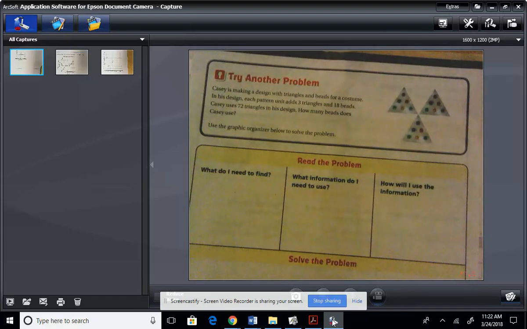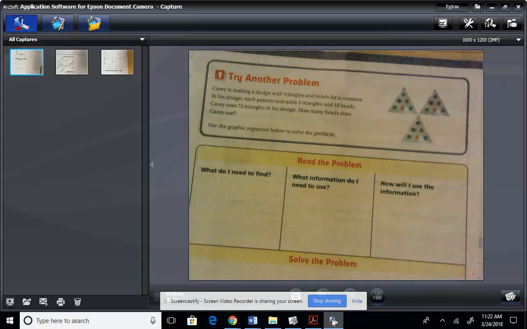All right, so let's try another problem. Casey is making a design with triangles and beads for a costume. In his design, each pattern unit adds 3 triangles and 18 beads. Casey uses 72 triangles in the design. How many beads does Casey use?